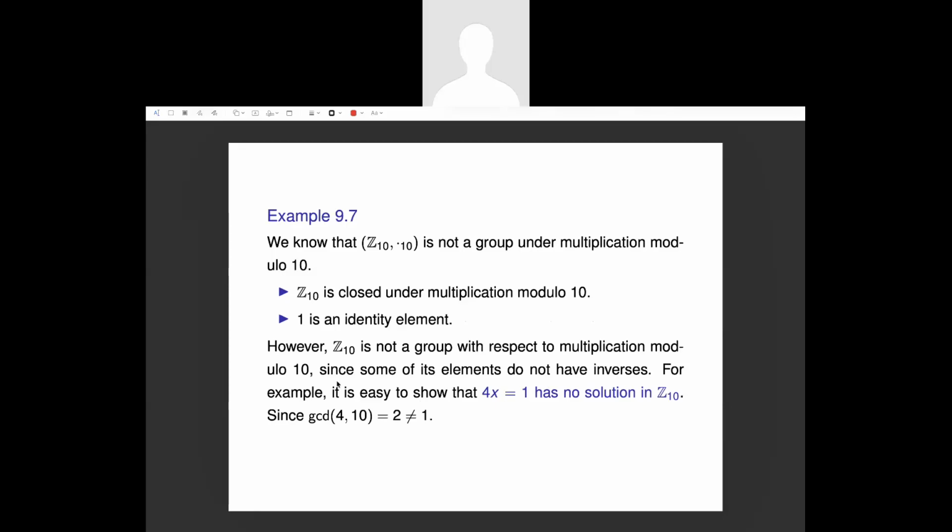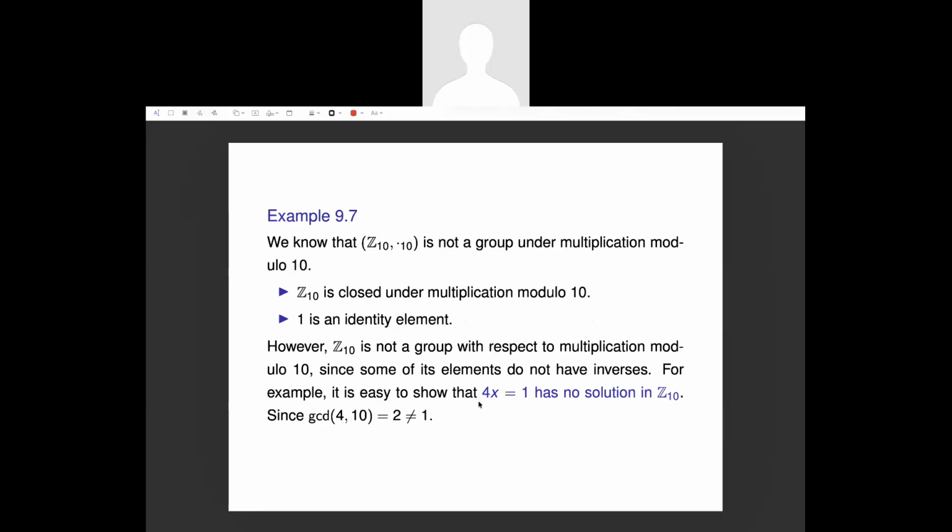However, Z10 is not a group with respect to multiplication modulo 10, since some of its elements do not have an inverse. For example, 4x equal to the identity element 1, where x is some element in Z10. Does this have a solution in Z10? The GCD of 10 and 4 is 2, not equal to 1. So this equation has no solution in Z10. Some elements of Z10 have no inverse, for example 0 does not have an inverse.